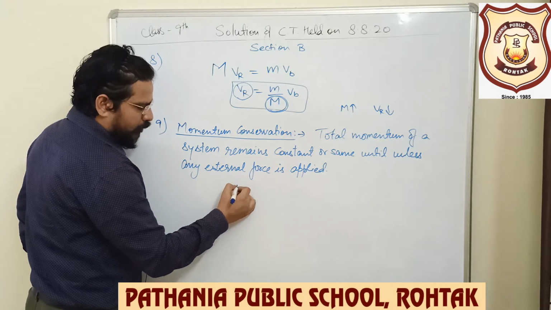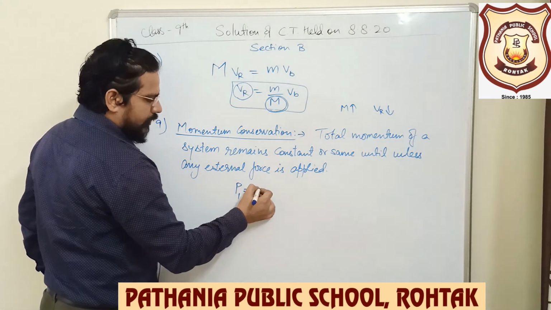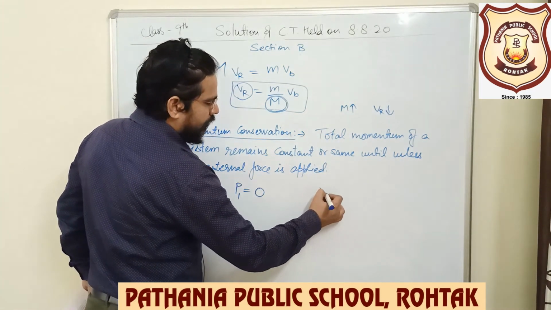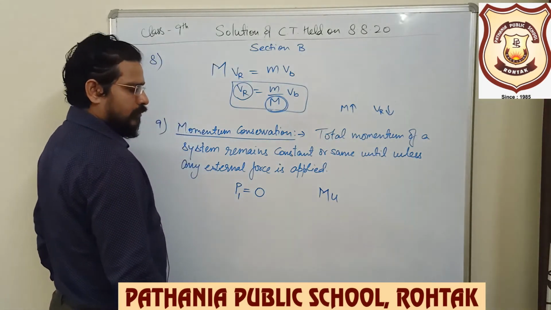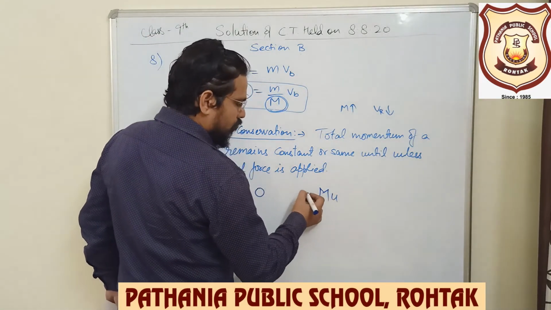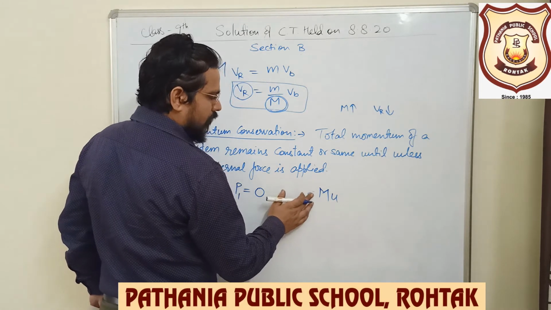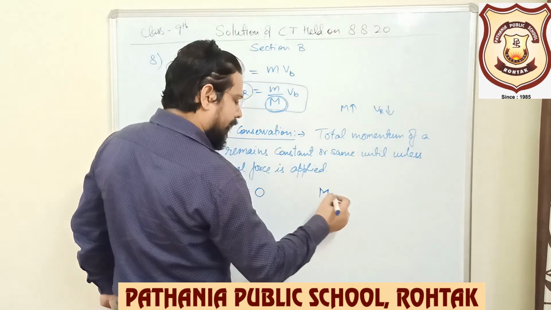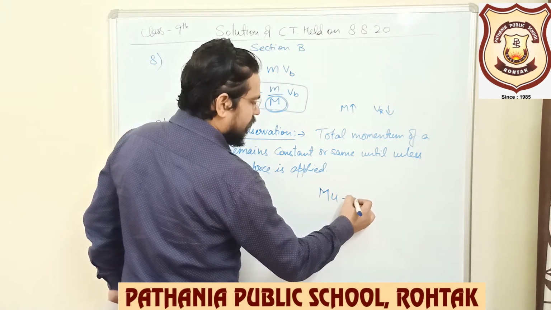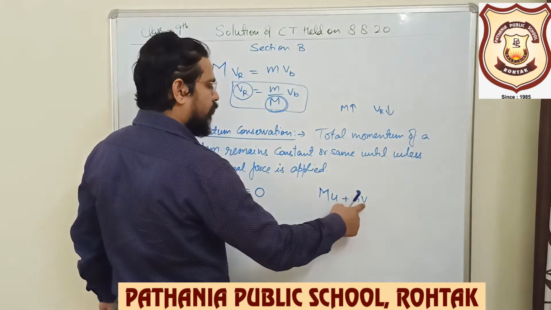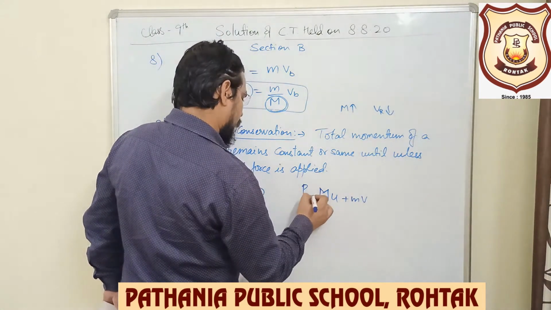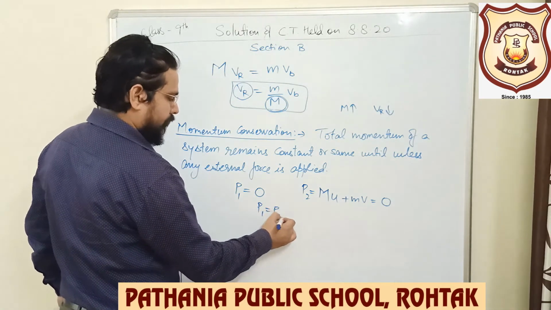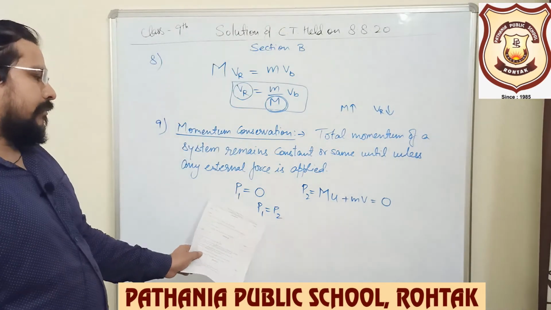If before firing the bullet the momentum of both gun and bullet is 0, then after firing, the momentum of gun, because gun is moving in reverse direction, plus the momentum of bullet must also be 0. So Mu plus mv, where small m is the mass of bullet and v is the velocity, let us say it's p2, so it must also be 0. That is momentum conservation, that momentum remains same, p1 is equal to p2.